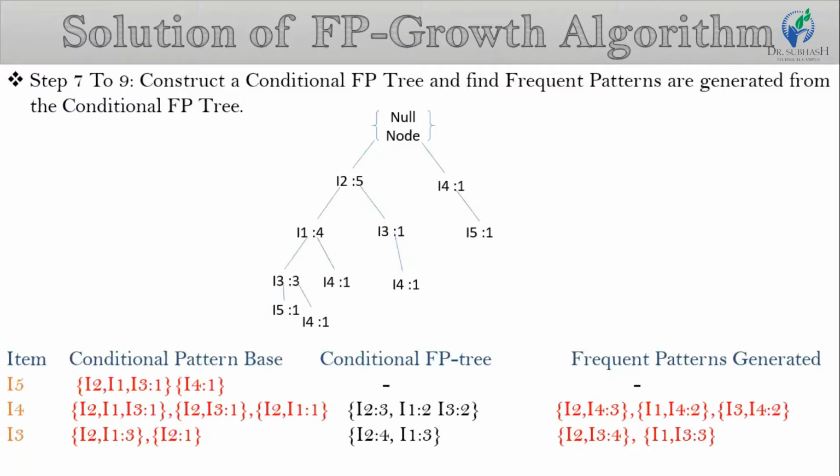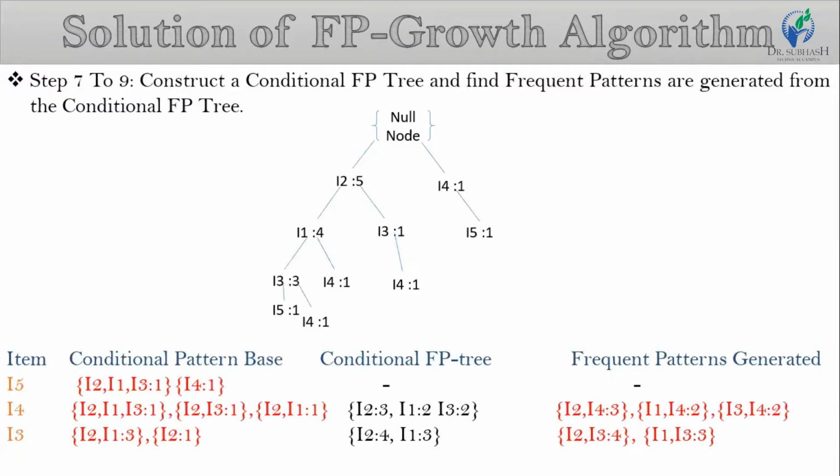This will generate a two node FP tree. So that is I2: 4 and I1: 3. And frequent patterns are generated like I2, I3: 4 and I1, I3: 3.